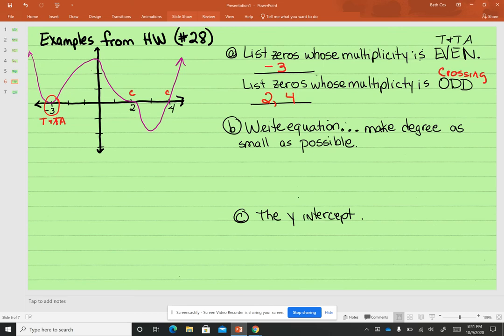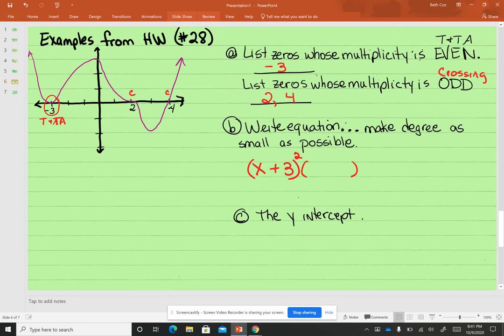Now here's the strange part that we haven't done yet. It says write the equation, and it goes into details, but basically it says write the equation. It says make the degree as small as possible. Remember, each one of these zeros represents a factor. So -3 would be x minus -3. Well, that turns into x plus 3, right? And it has to have an even power on it. The smallest even number would be 2. So we're going to put a 2 on it.